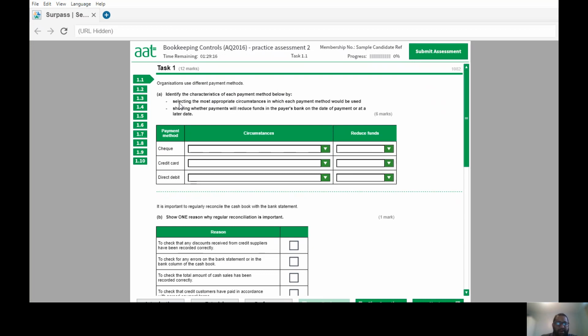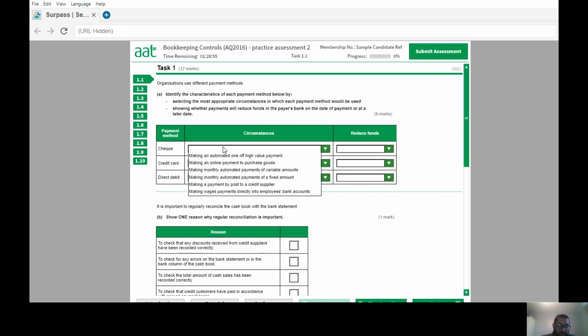Identify the characteristic of each payment method below by selecting the most appropriate circumstances in which each payment method would be used, showing whether the payments will reduce the funds in the payer's bank account on the day of payment or at a later day. So you have to think about what it can be. If you say check, what type of payment is it? So you're going through all your answers.